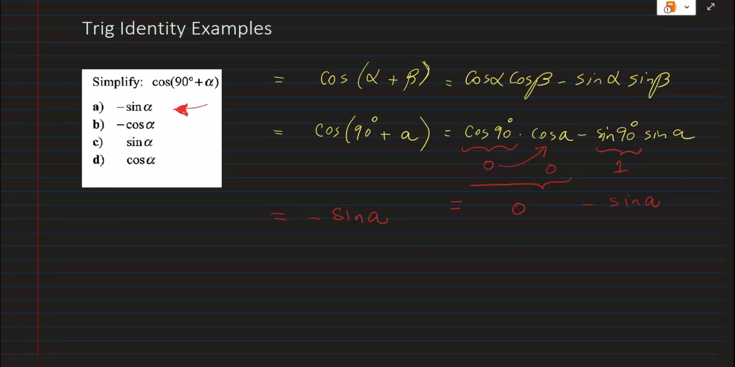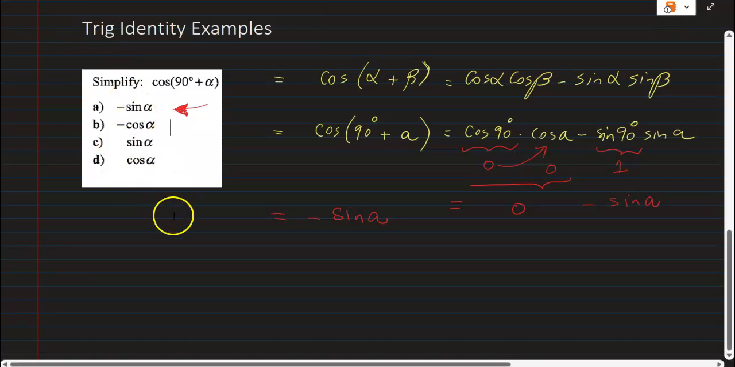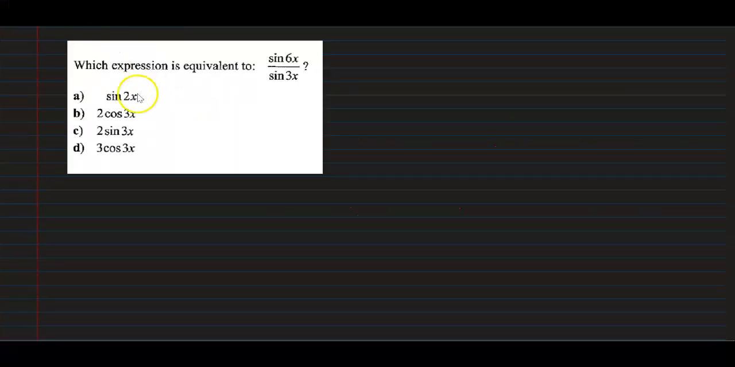Excellent. Now, since this is a short video, I'm going to do another example. Hang tight. Let's get into the second example. Okay. Look at this, another example. Which expression is equivalent to sine 6x divided by sine 3x, and we have 4 options, A to D. Let's go through that. This is tricky actually.